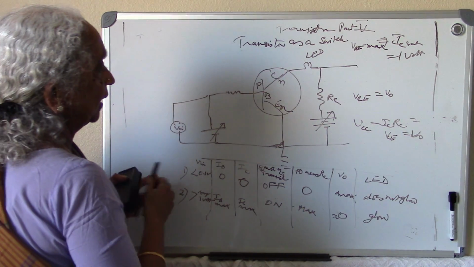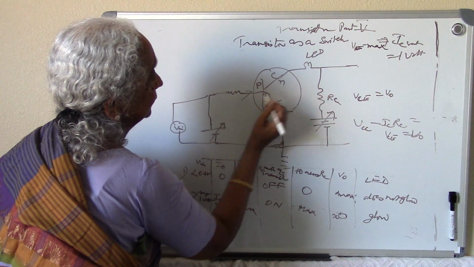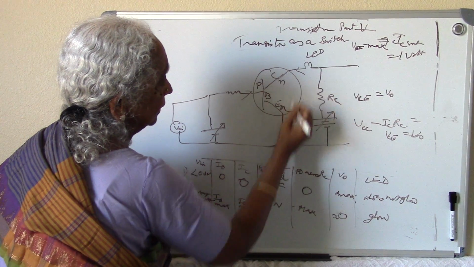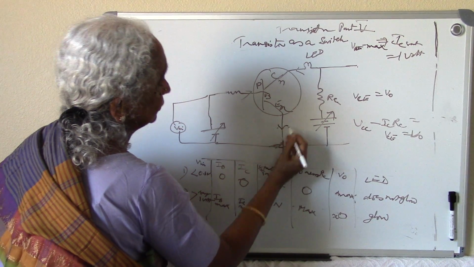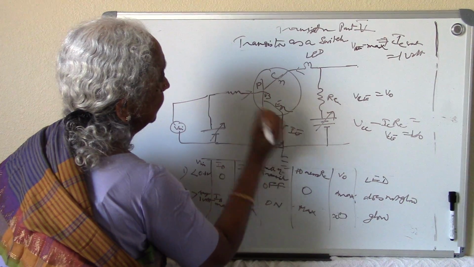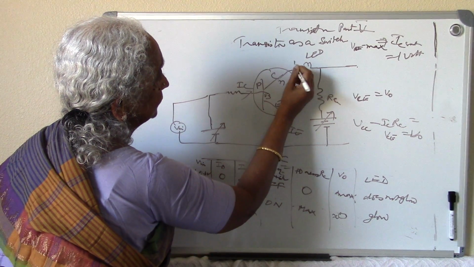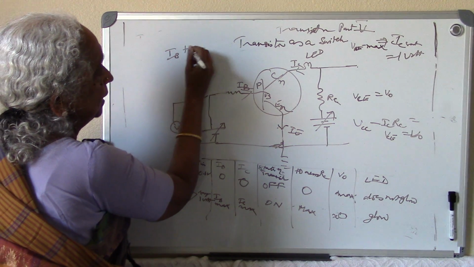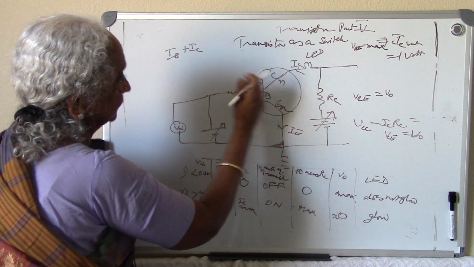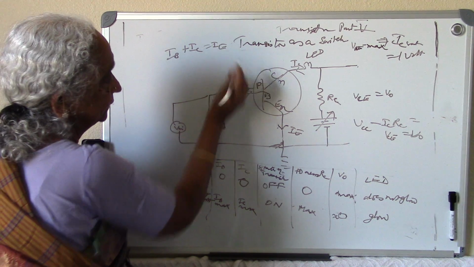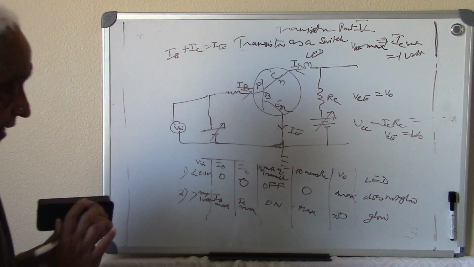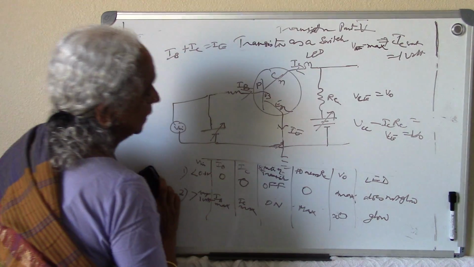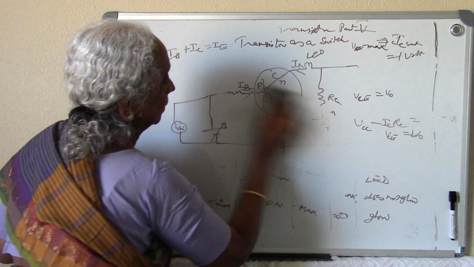Now you have to show the arrowhead direction. IB is like this, IC is coming from here, and IE is going out like this towards the negative. This is your IE, this is my IC, and this is IB. So as usual, IB plus IC, both of which enter the transistor, equal IE, which exits the transistor, as shown in the NPN. Next will be transistor as an amplifier.